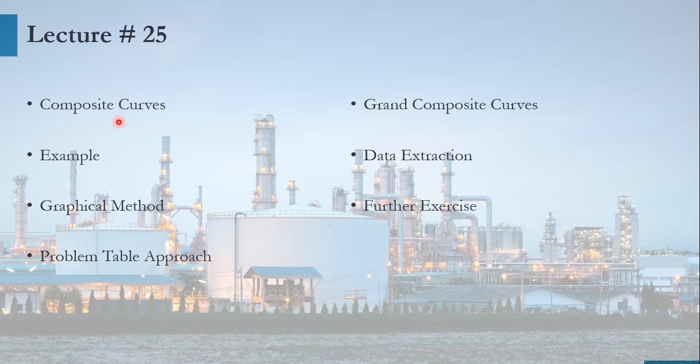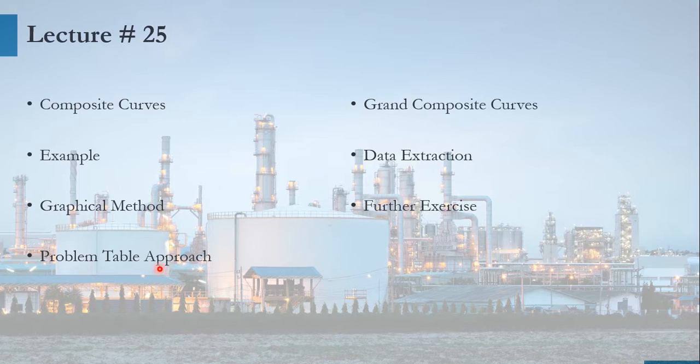In our previous exercise, we took a two stream example. We used the graphical method and the problem table approach to find the utility requirements and pinch temperatures for one hot and one cold stream. But now we have more than one hot and one cold stream, or overall we have 4, 5, 6, 7, and so on process streams. Then how to draw the graphical method or composite curve for these, we will see today.